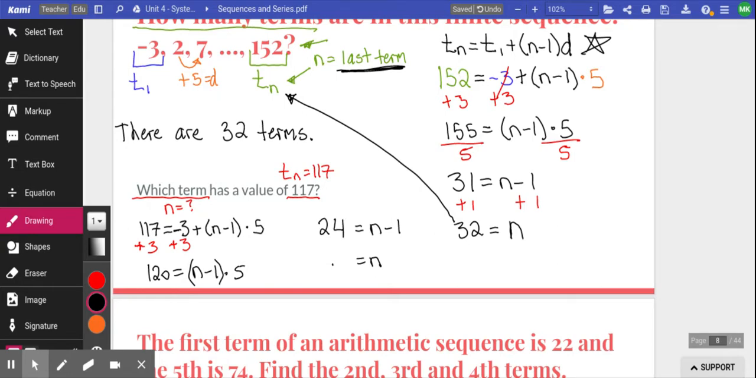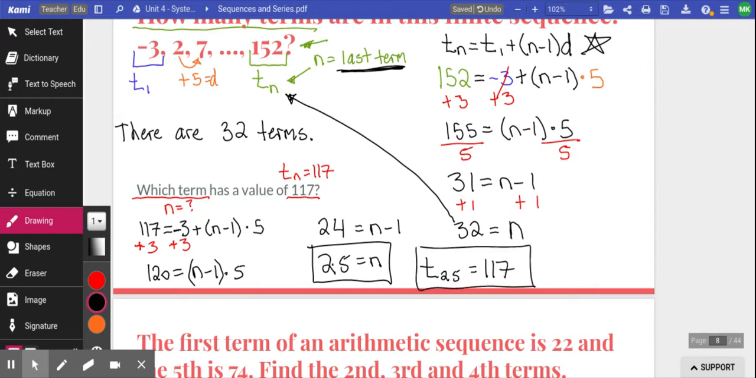And then when I added 1, I should have got 25. That means this is the 25th term. T of 25 equals 117. Sorry for that. Hopefully you didn't make that mistake when you're doing it.